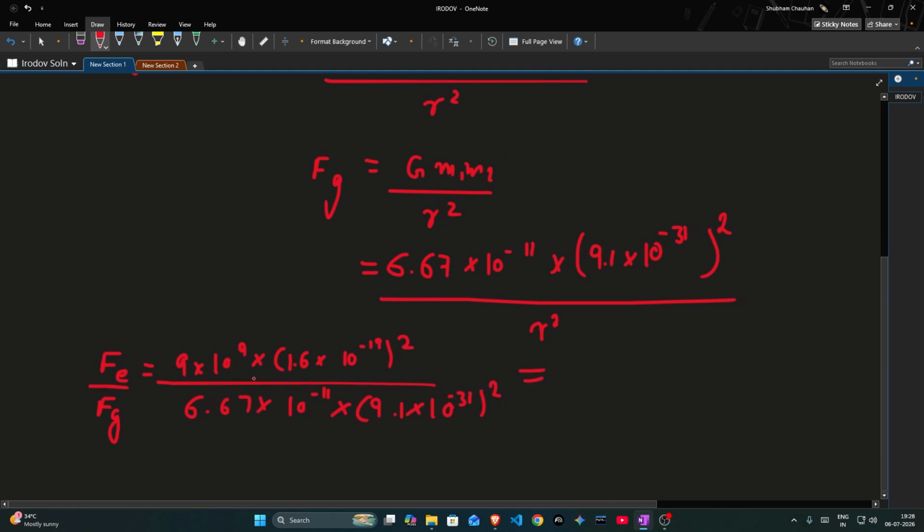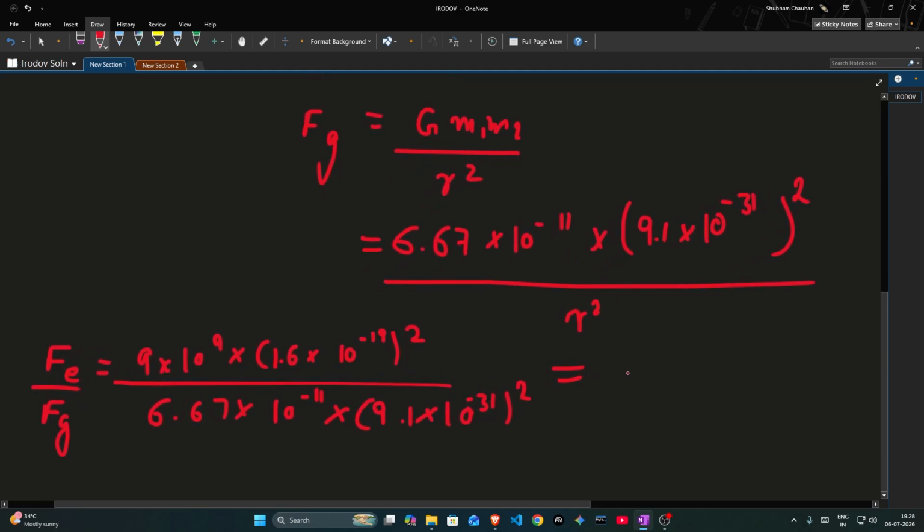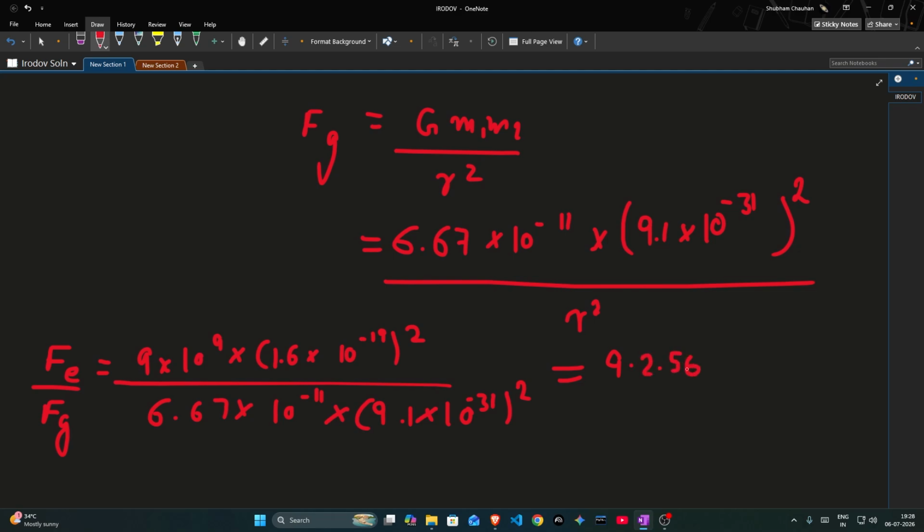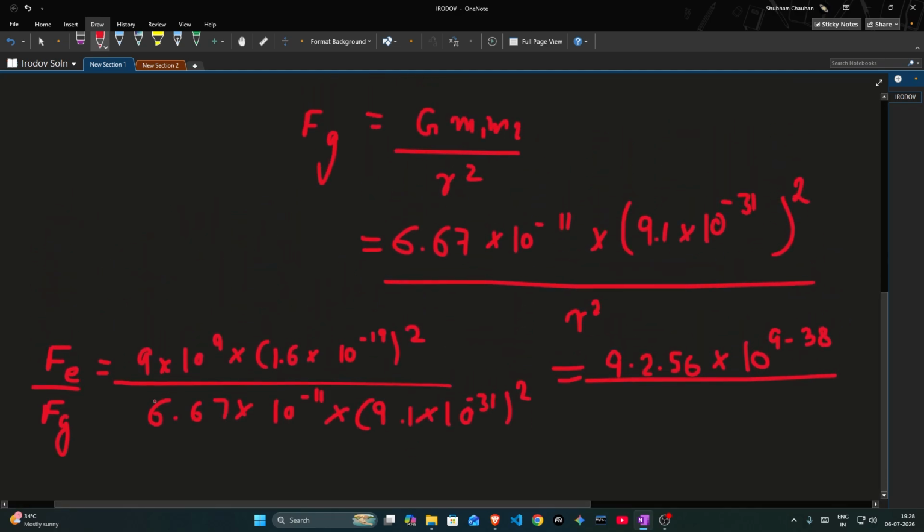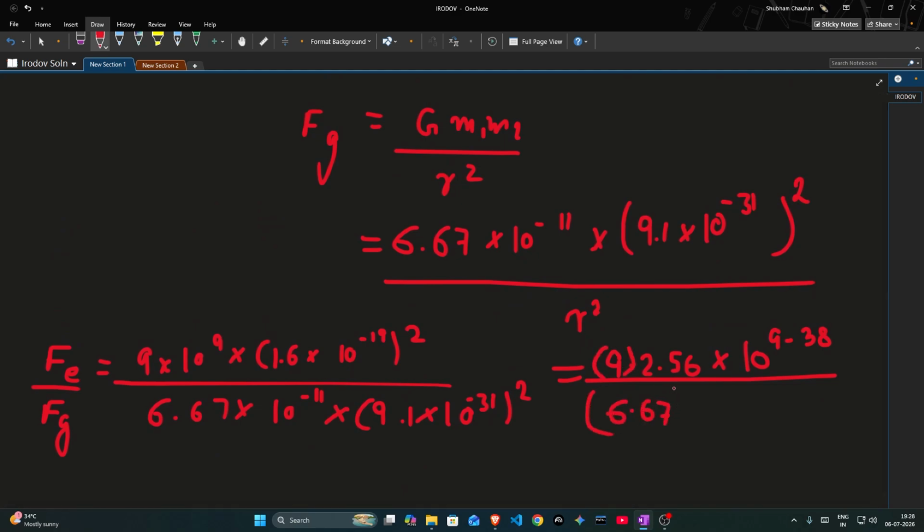Now this is a pure calculation, but still, I guess I'll calculate this. So 1.6 squared is 2.56, so 2.56 into 10 to the power 9 minus 38, upon 6.67 into 9 squared, 81, and this will be 10 to the power minus 11 minus 62.